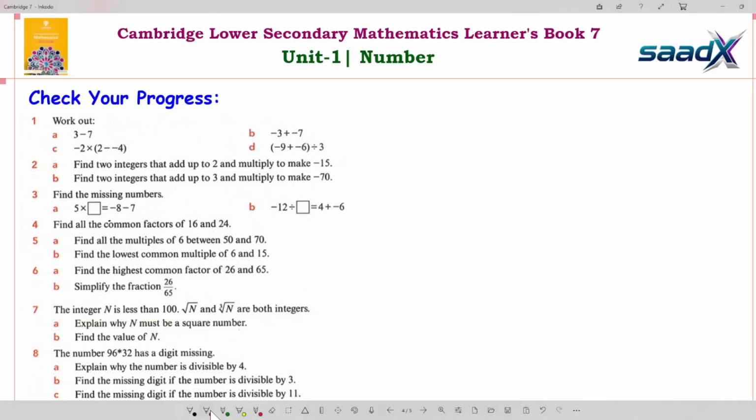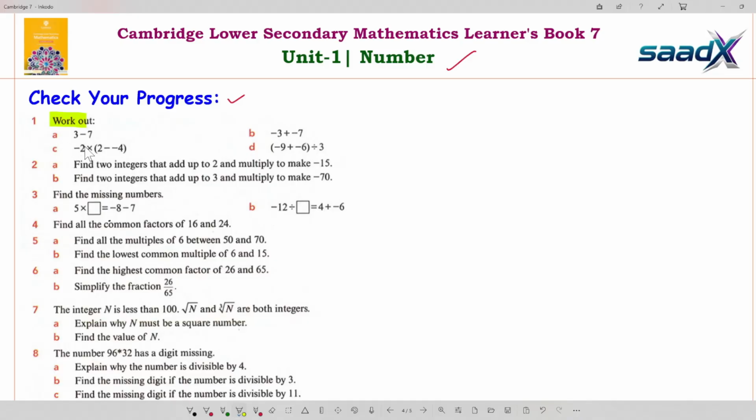We are starting Check Your Progress. It means we already completed all exercises from 1 to 1.6, and this is the final one. How about our progression? This is Unit 1, Number. Let's start. Our first question, work out.